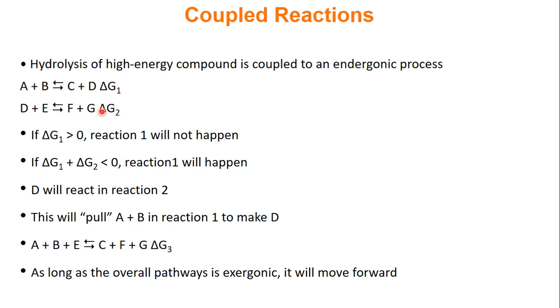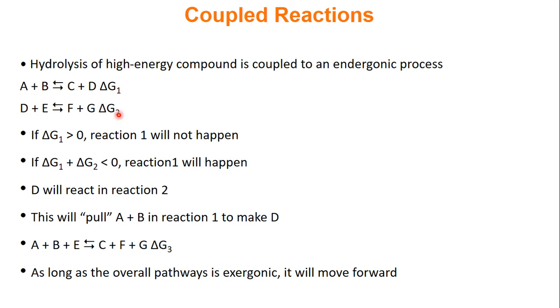However, if delta G2 is a big negative number, such that when you combine G1 and G2 together, this is a negative number, now reaction 1 will happen. And you notice that they are connected because they both use D. D as a product in our first reaction, D as a reactant in our second reaction. And the logic is this.